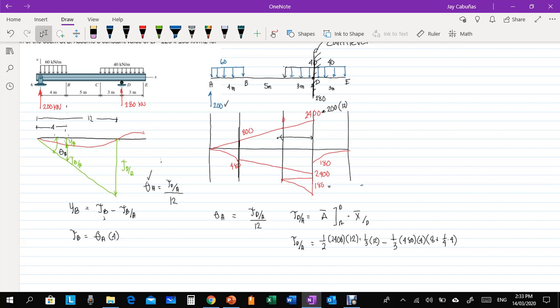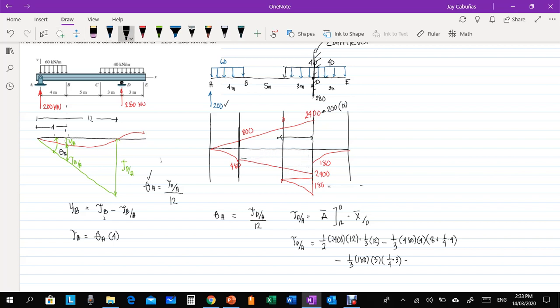Next, this triangle is parabolic. Minus 1/3 of 180 times 3 times the distance from the centroid, that is just 1/4 of 3. Now the problem here is that this is a trapezoid, so it is hard to compute the centroid.